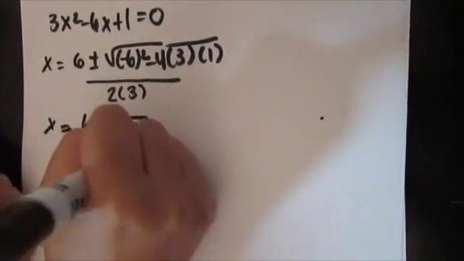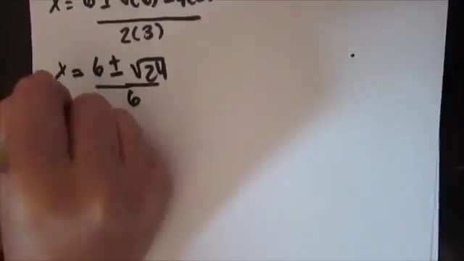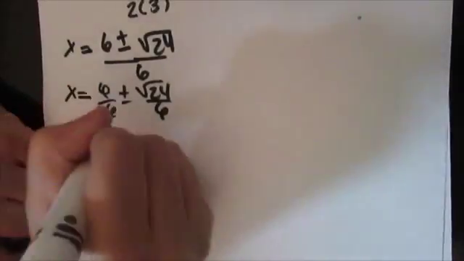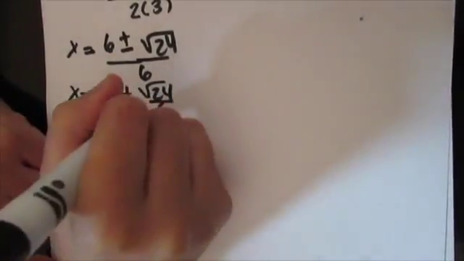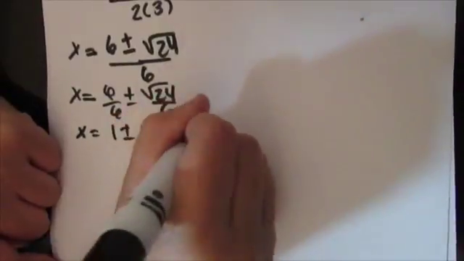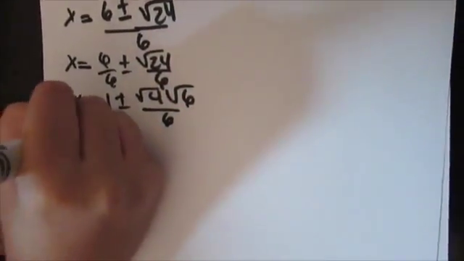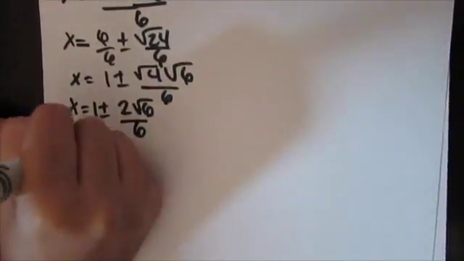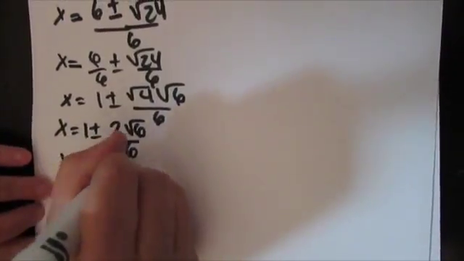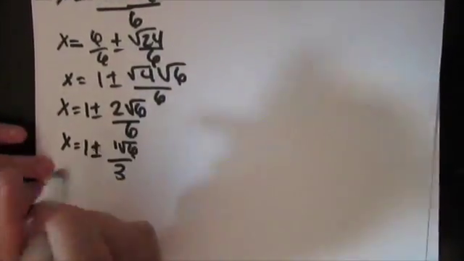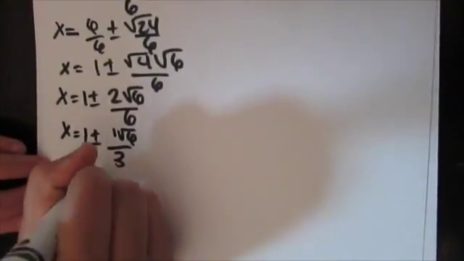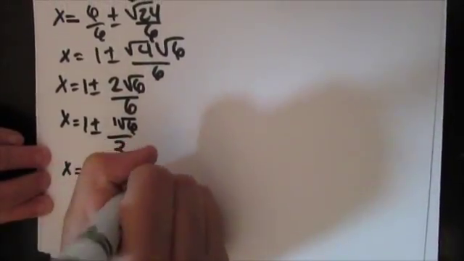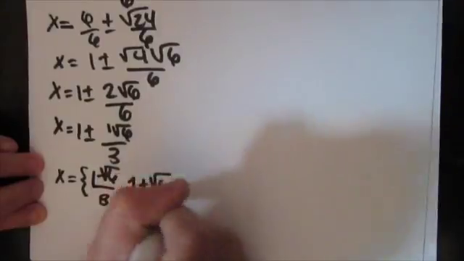So then once you simplify everything, we'd have 6 plus minus the square root of 24 over 6, which would equal 6 over 6 plus minus the square root of 24 over 6. X equals 1 plus minus, and then here we separate the radicals. Then x equals 1 plus minus 2 radical 6 over 6. X equals 1 plus minus 1 radical 6 over 3 since we simplified 2 over 6. And x will equal a set of 1 minus the radical of 6 over 3 and 1 plus radical of 6 over 3.